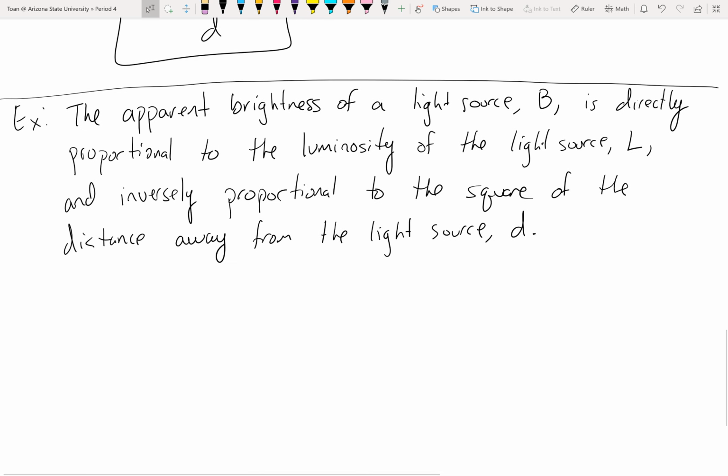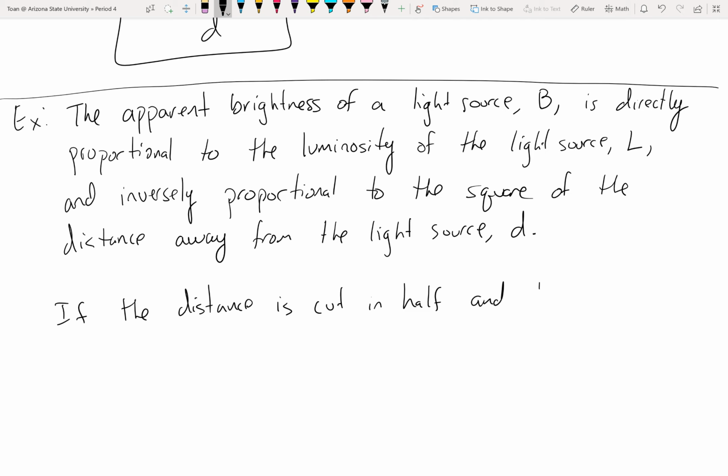So that's the setup. That's not the actual problem. They just gave you information. They haven't asked a question yet. Here's the question. And again, SAT problem writers, ACT problem writers, they love doing these with proportion questions. Here's the question. If the distance is cut in half and the luminosity, that's just a fun word to say, luminosity, is tripled, by what factor is the brightness changed?